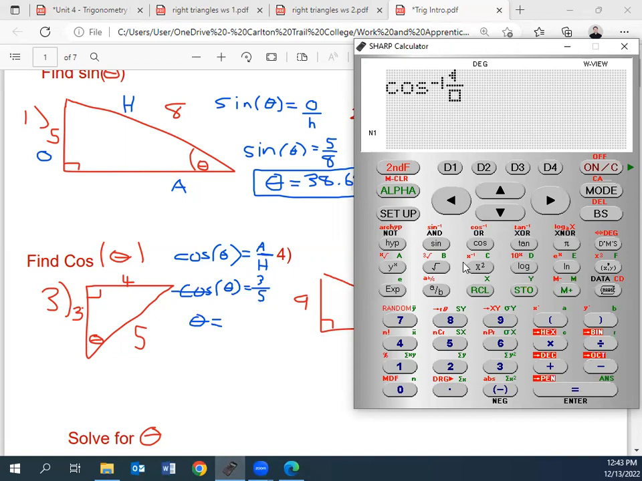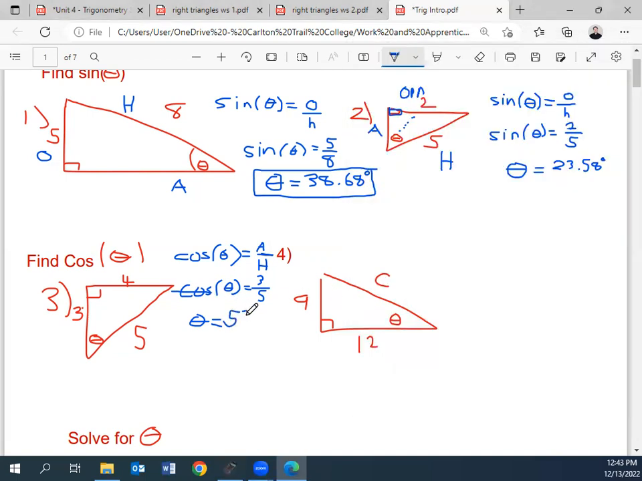So I take second function cos of 3 over 5. That's going to give me my angle, which is 53.13 degrees. 53.13 degrees. Okay.